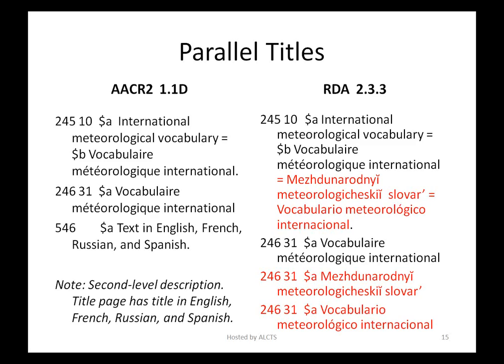On the left, we have a title that appears on the item in four languages: English, French, Russian, and Spanish. So according to a second level description, we would give the first parallel title. In RDA, there is no such concept of first level, second level, or third level description, and so we transcribe all of the parallel titles.